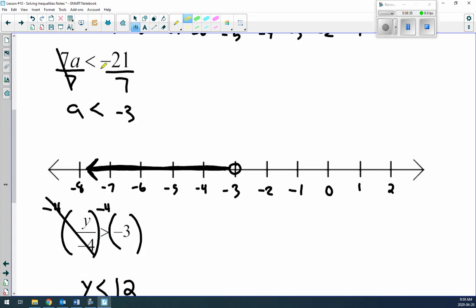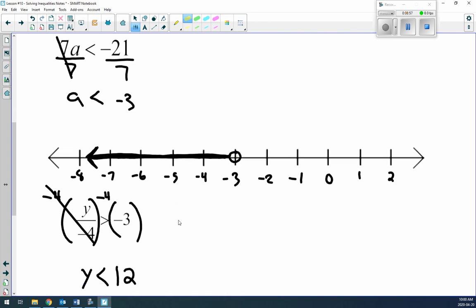Okay, let's do this one here. 7a is less than -21. We've got to get a by itself. So what do we divide by? We divide by 7. Now we're dividing by a positive. Even though the -21 is negative, it doesn't matter. We're still dividing by a positive. So does the inequality direction change? No, it doesn't. So a is less than -3. Again, put it on the number line, open circle at -3, and everything to the left of it.